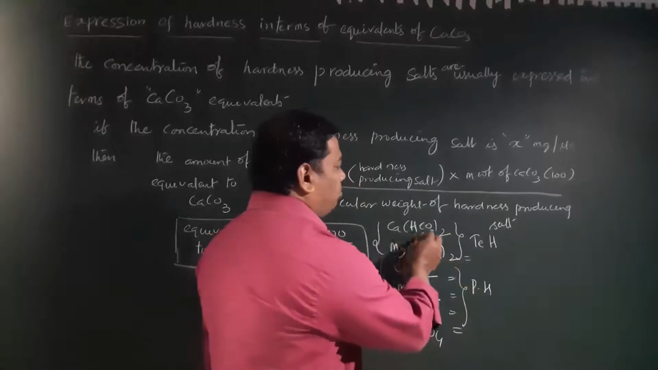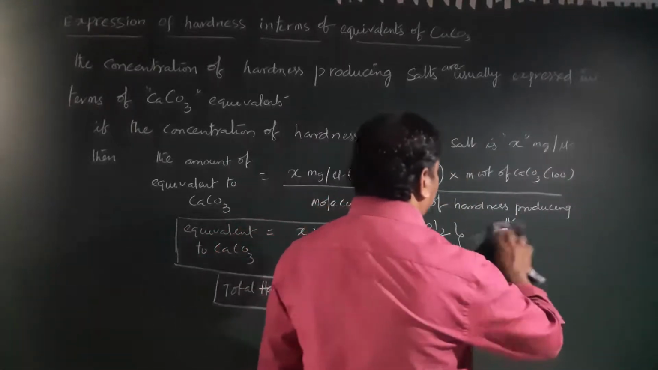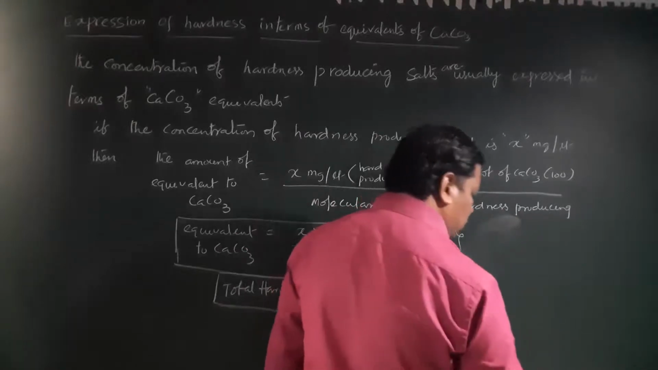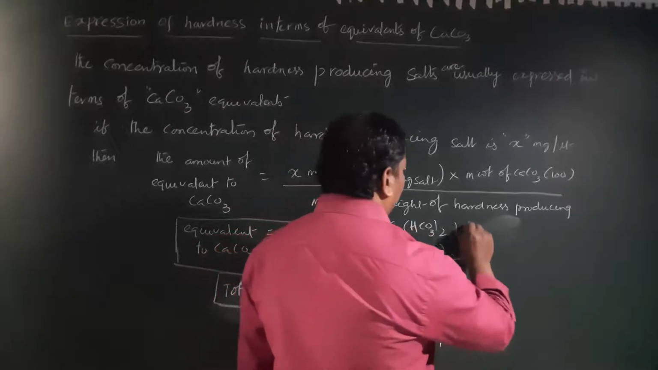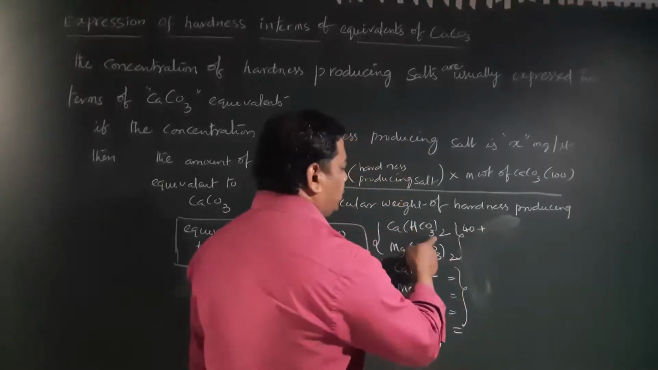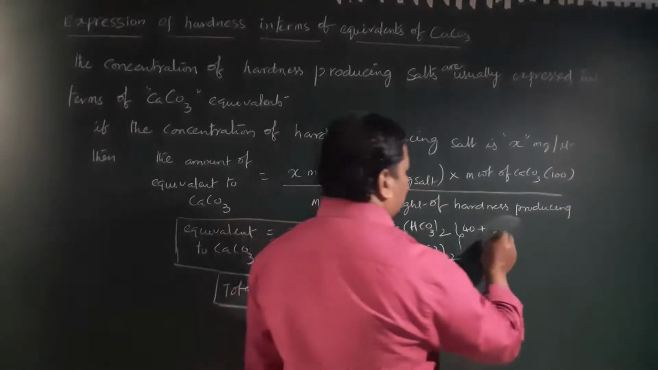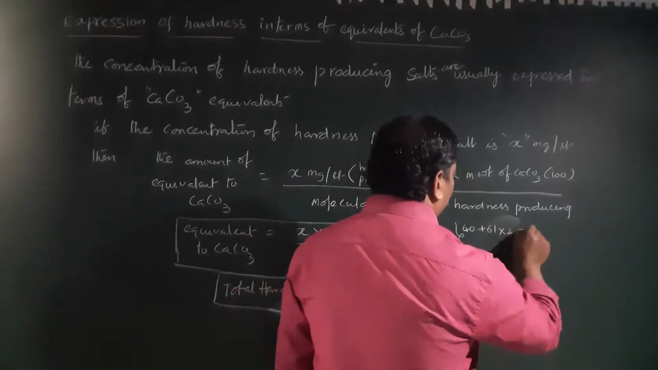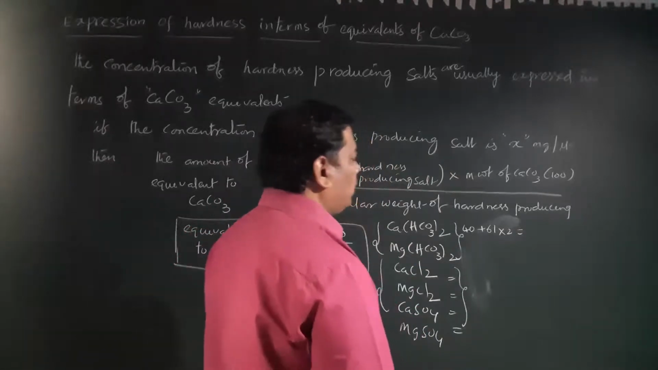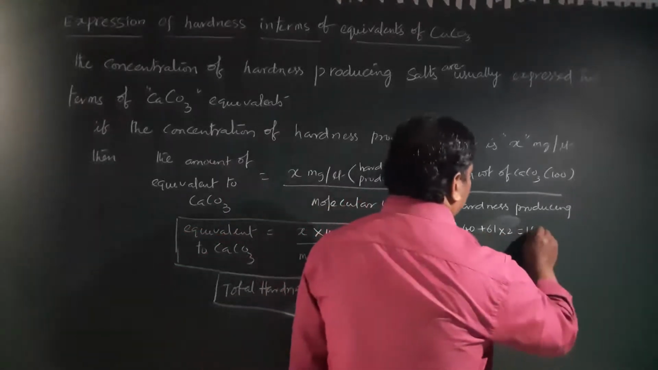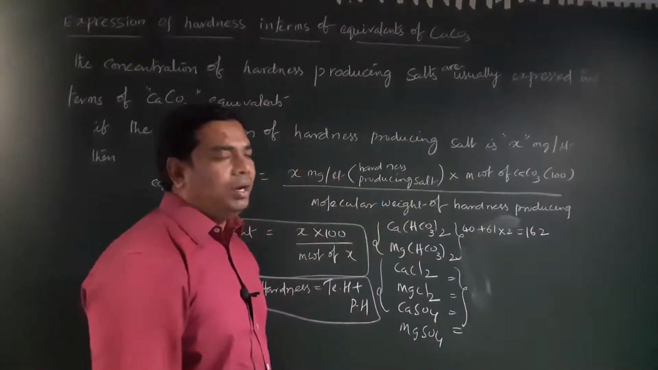So calcium bicarbonate. Okay, so calcium bicarbonate is a temporary hardness causing salt. Right? So the molecular weight of calcium bicarbonate is 40 plus HCO3. So here the molecular weight is 61 into 2, so 61 into 2 means 122. So 122 plus 40, that is equal to 162. The molecular weight of calcium bicarbonate is 162.